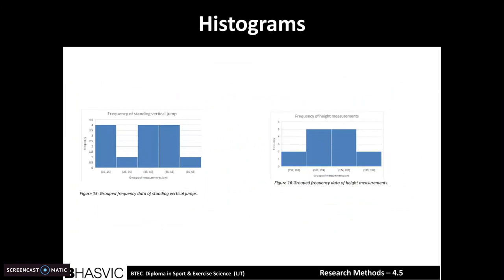I'll explain in more detail later about the normal distribution curve, but it's to do with the standard deviation and the spread of data, and it would normally be a bell-shaped curve, and as you can see by figure 15, it does not look like a bell-shaped curve. The graph doesn't go up and round and down. So figure 15 does not represent a normal distribution curve.